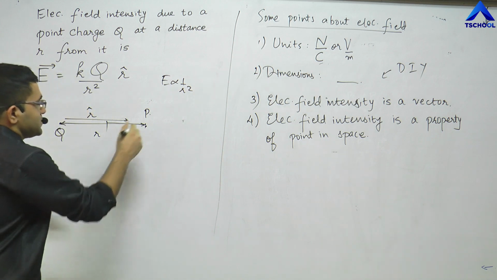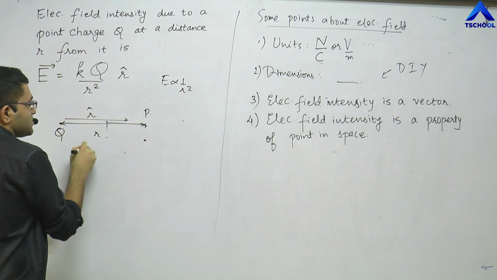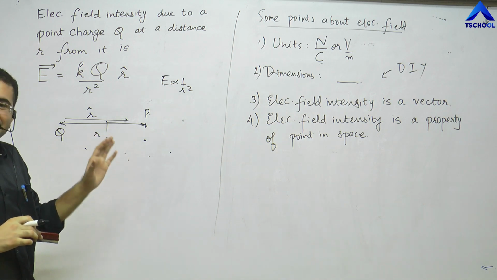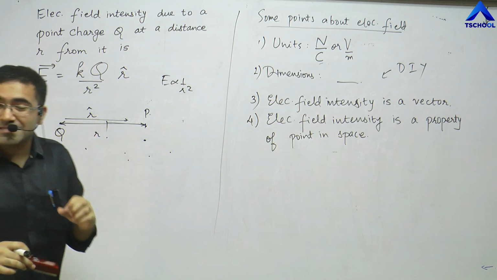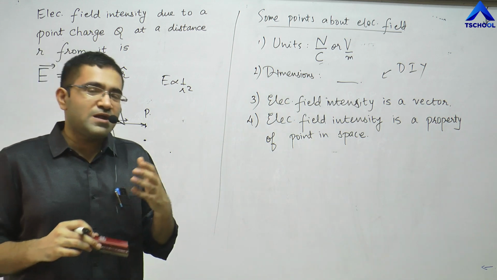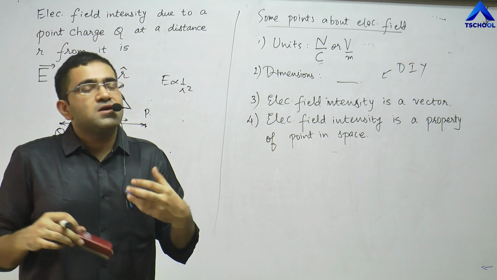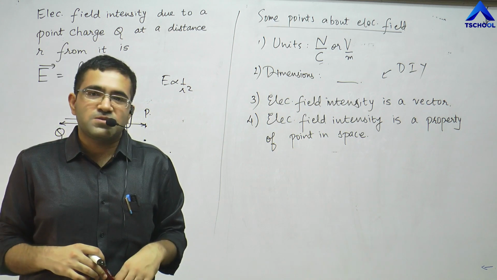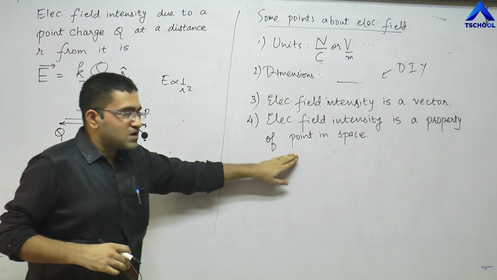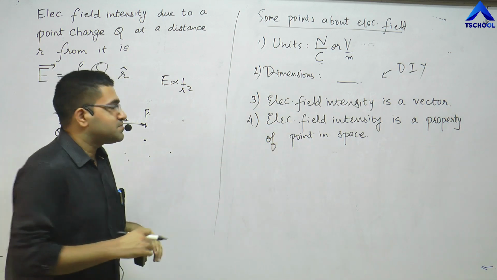So at every point, over here, over here, over here, you may have a different electric field intensity, right? Just like I said about wind, the directions and magnitude, or I mean the speed, could be different at different places, right? Okay, so don't forget that it's a property of the point.